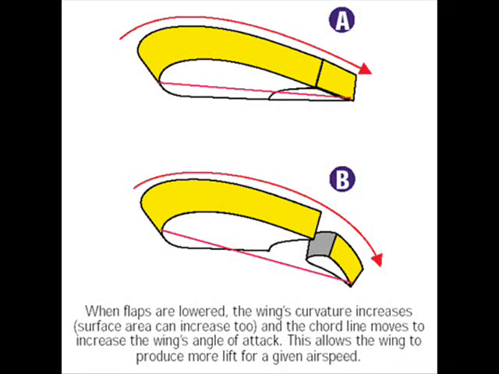Lowering flaps lowers the trailing edge of the wing, as shown in this picture. The wing's lift is increased in two ways. First, the lower trailing edge increases the angle the chord line makes with the relative wind. Greater lift results from this increased angle of attack.